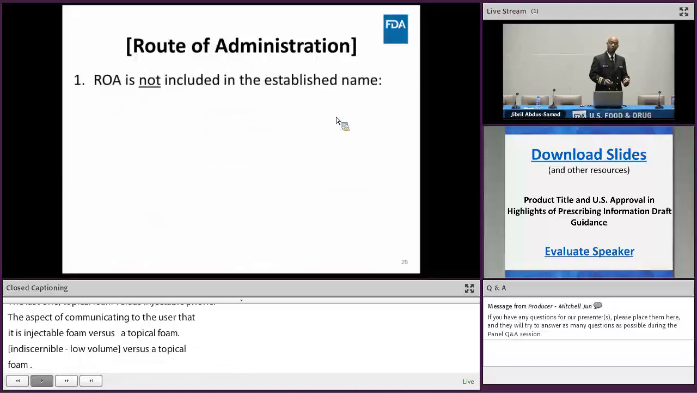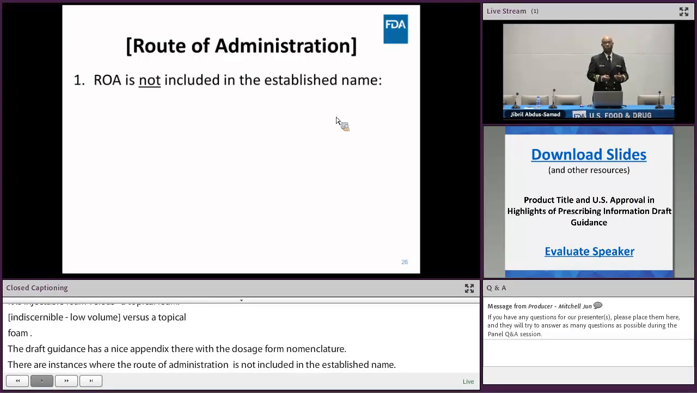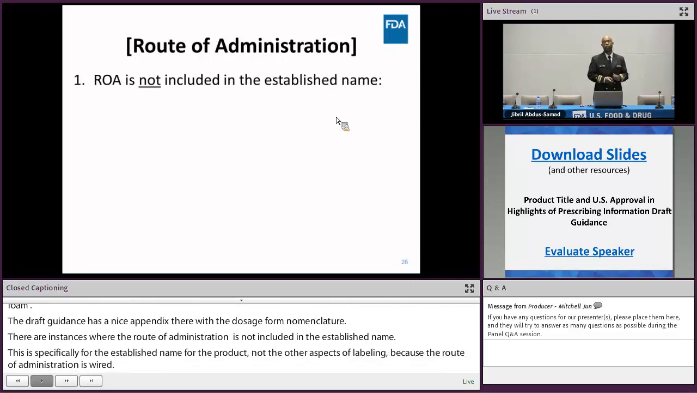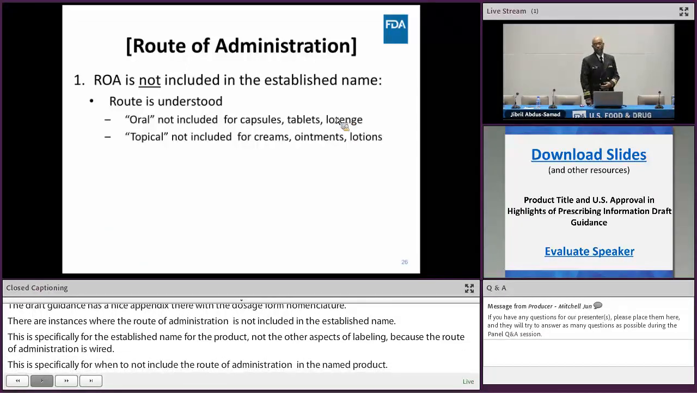There are instances where the route of administration is not included in the established name. So this is specifically for the established name for the product, not the other aspects of labeling, because the route of administration is required in labeling. But this is specifically for when to not include the route of administration in the name of a product. And essentially when a route is understood, when the product is a capsule or a tablet, in which it's understood that the route of administration is oral.